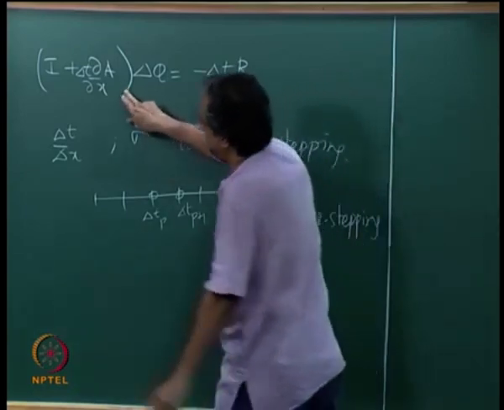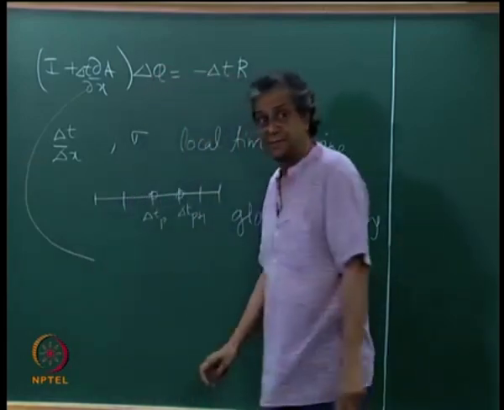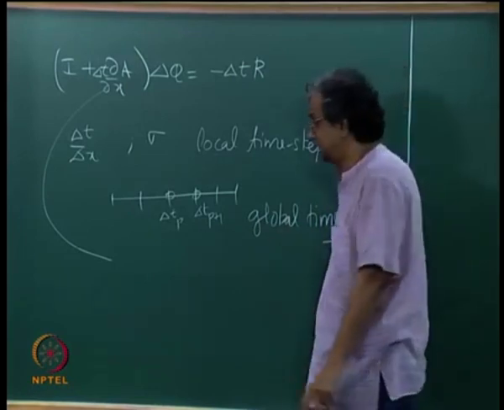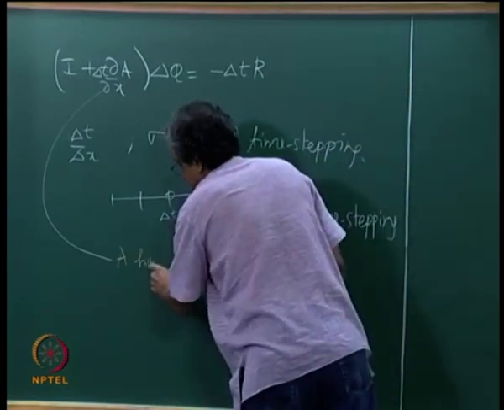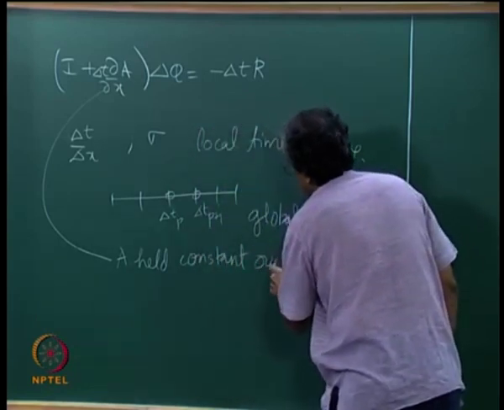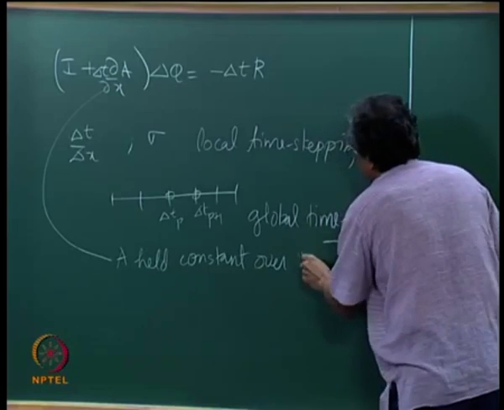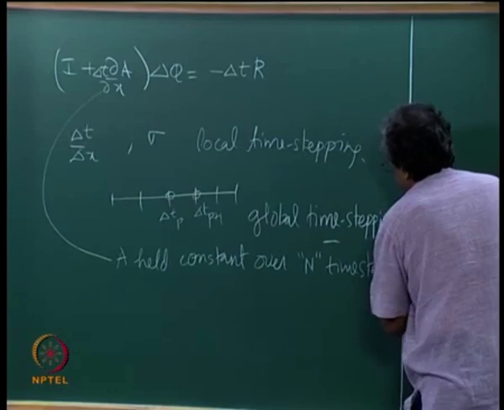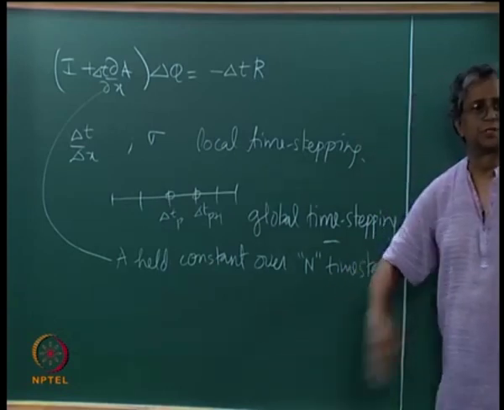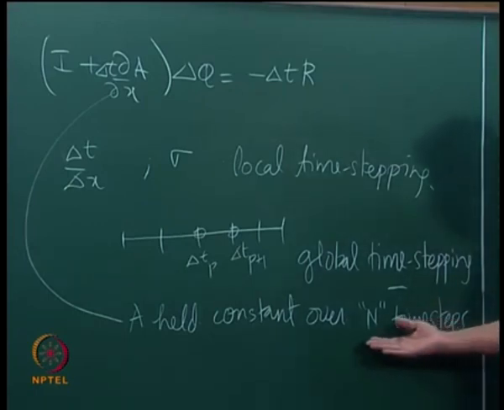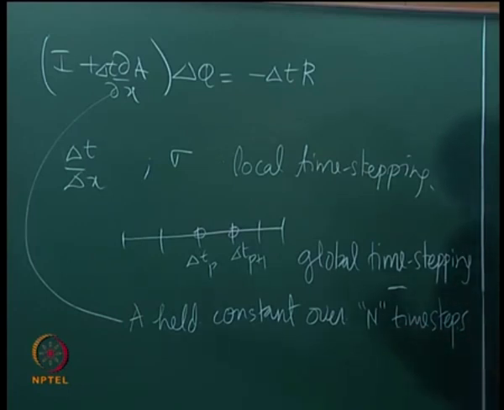So you could keep A constant, remember that means A is not varying in time, A still varies in space. Okay, A is not varying in time, A held constant where this n is something that you determine. Is that fine? And very obviously this n may be small.